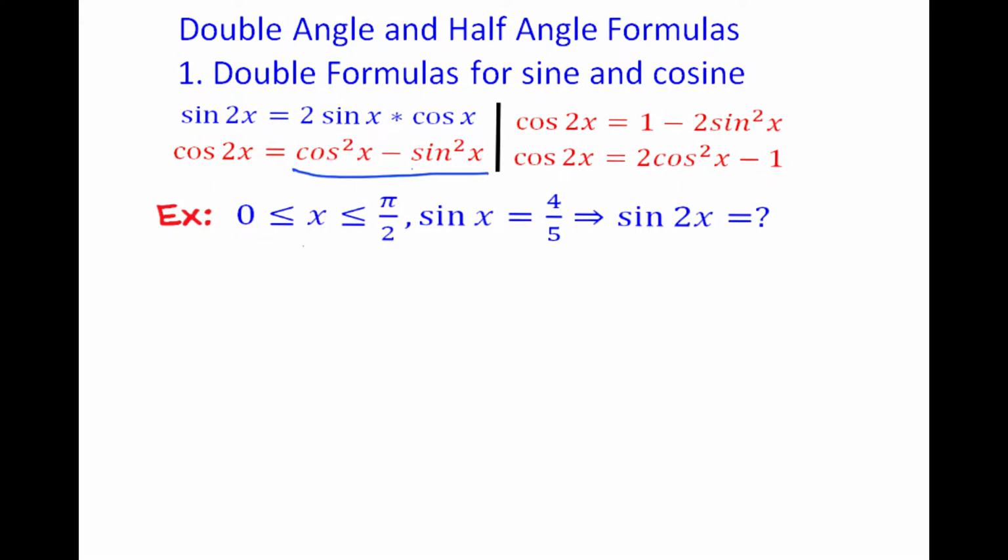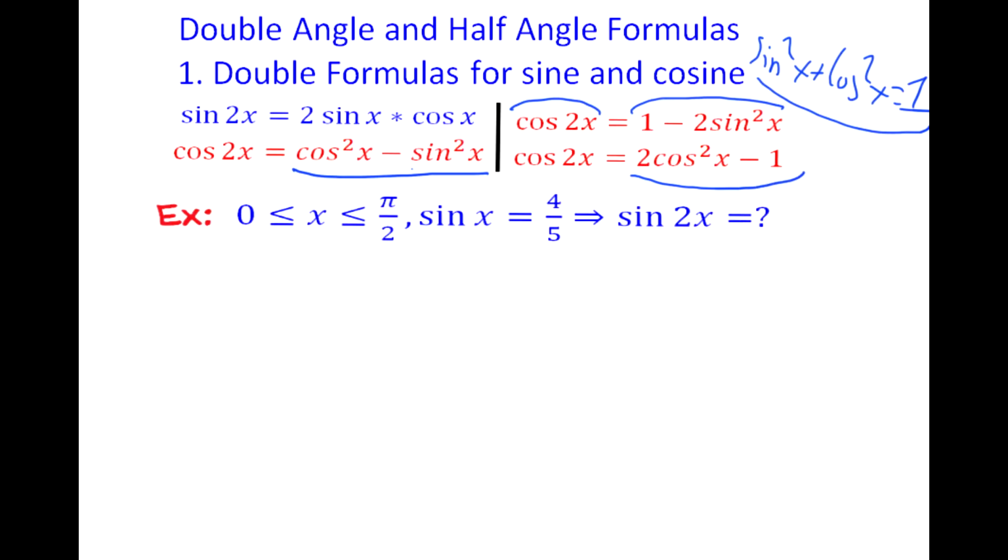For this one, guys, if you remember, there was an identity, sine square x plus cosine square x, and it was 1. If you use this identity, then we can have cosine 2x as 1 minus 2 times sine square x, and at the same time 2 times cosine square x minus 1. So basically those 2 formulas are coming by using this identity.